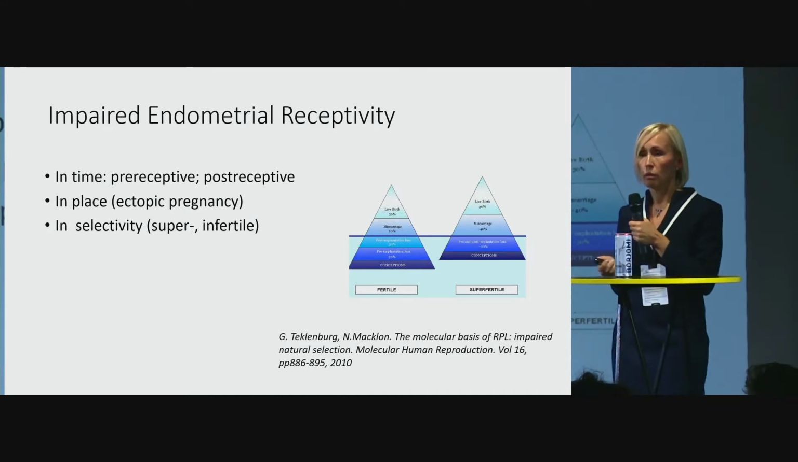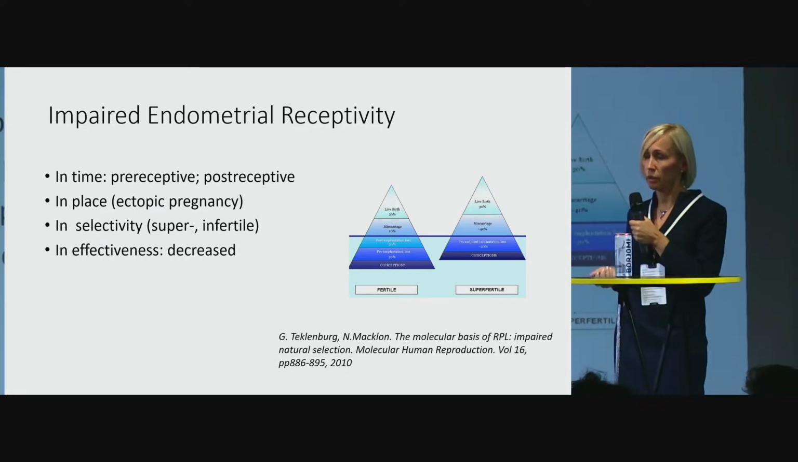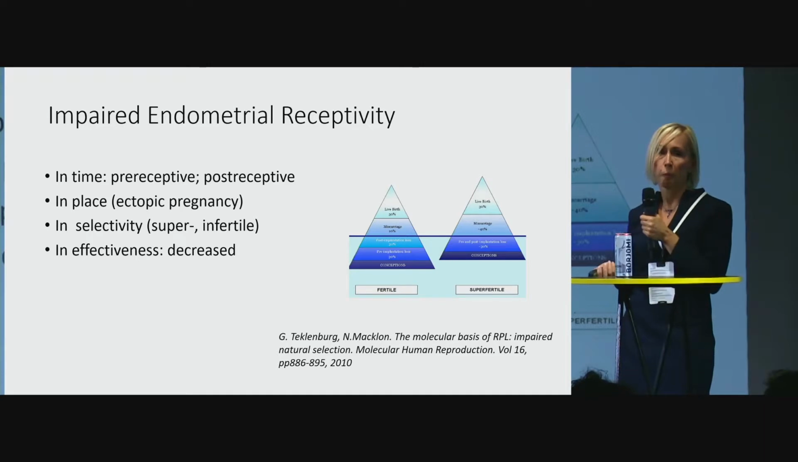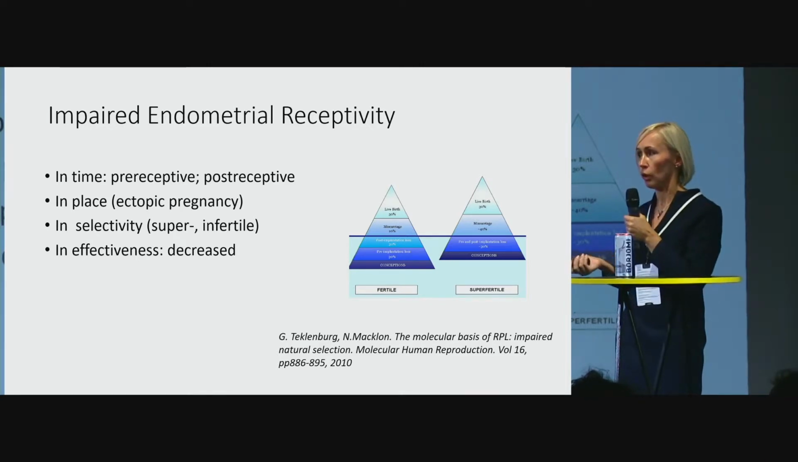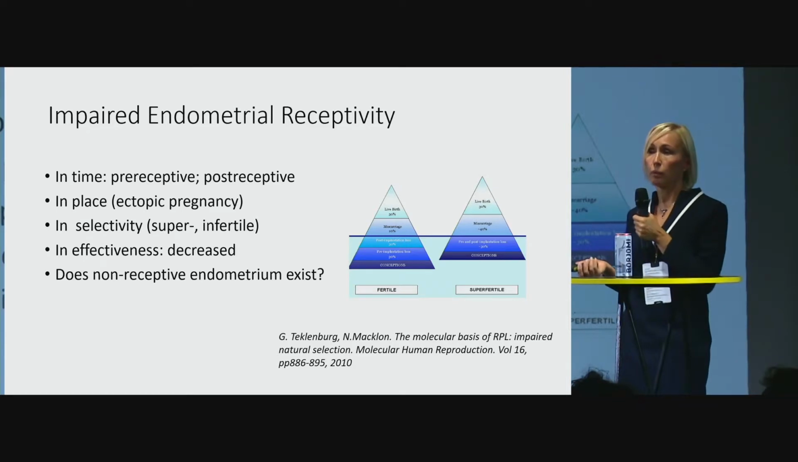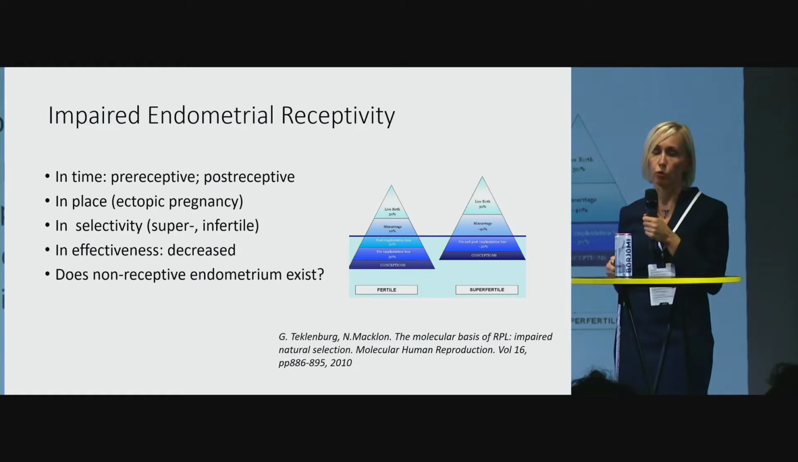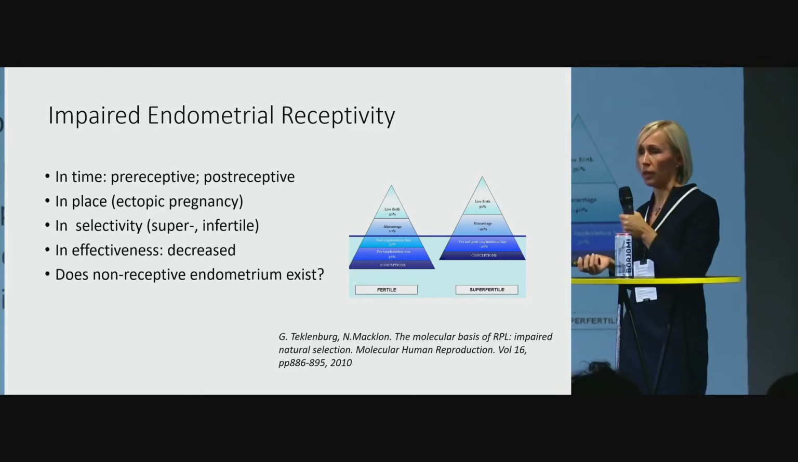It can change in selectivity, resulting in superfertility or infertility. It can be impaired in effectiveness, decreased because of different reasons, some uterine endometrium diseases and so on. And it can be non-receptive. In principle, even healthy women, in an anovulatory cycle, as I have already mentioned, can have non-receptive endometrium. But in severe cases, the reason can be severe injury of endometrium after, for example, curettage, or some severe inflammation of endometrium and uterus.